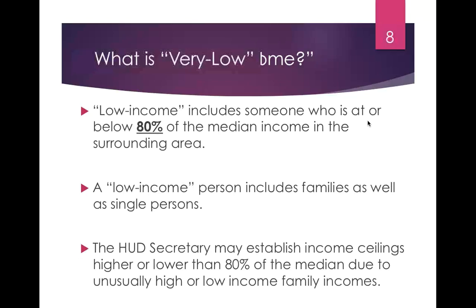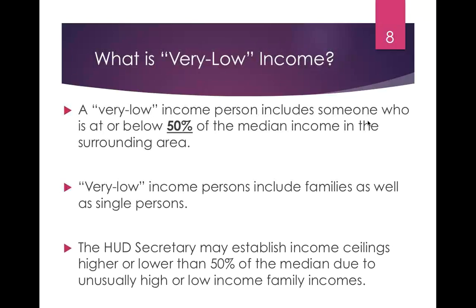What is very low income? A very low income person includes someone who is at or below 50% of the median income in the surrounding area. Very low income persons include families as well as single persons. The HUD Secretary may establish income ceilings higher or lower than 50% of the median due to unusually high or low family incomes.